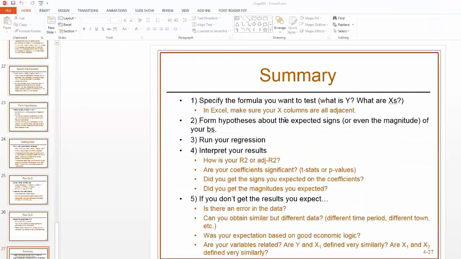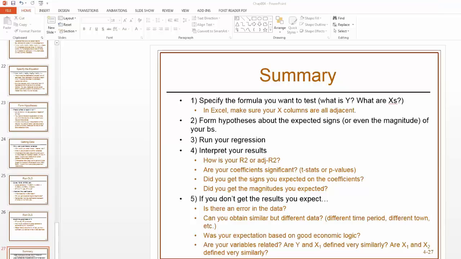Form hypotheses about these expected signs, or even the magnitude of your, this is supposed to be B's, not your BS. Yeah, I guess you should have an understanding of how much your BS factor is, but these are supposed to be B's. It kind of annoys me when people try to make something plural by putting an apostrophe S. That doesn't make it plural. That means that this single B owns something. So I want to take that out. But hopefully you realize that this is your B's and not your BS. I probably made a joke about that in the video, as mature as I am.